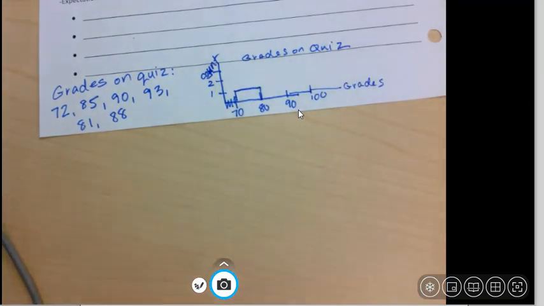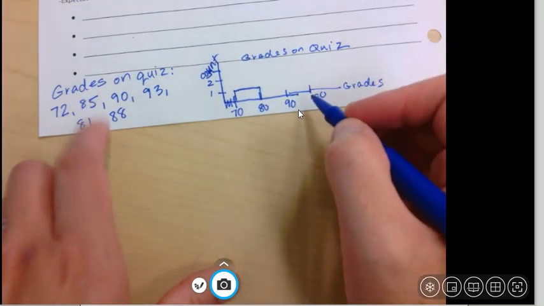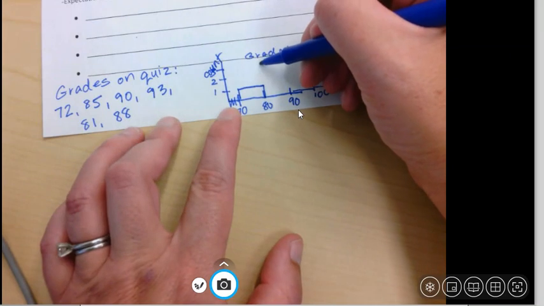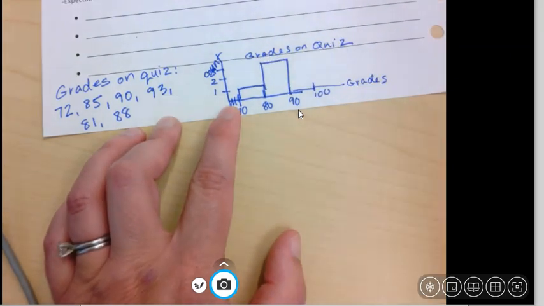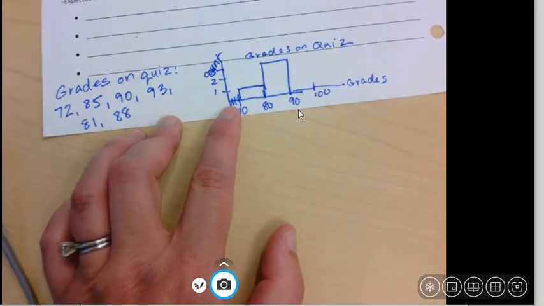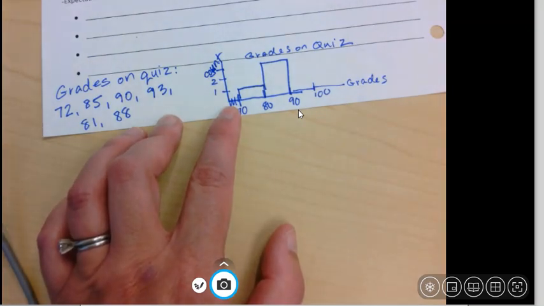How many grades from 80 to 90? 3. Okay, I heard a 3. Was anybody confused by that question? Because 90 is right on the line there, right? So if a number is right on the line, you put it in the higher section. Okay, so the 90 is going to go into the higher section there. So from 80 to 90, we have 3 grades. So we're going to go up to 3. And then from 90 to 100, we have how many? 2. Yep.